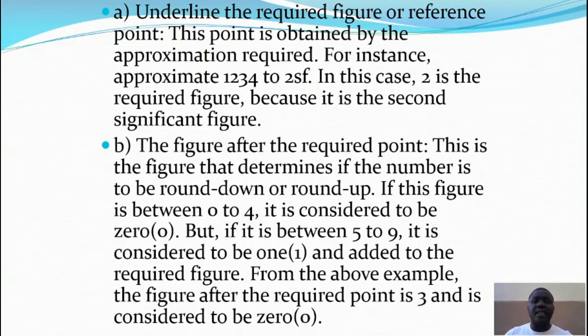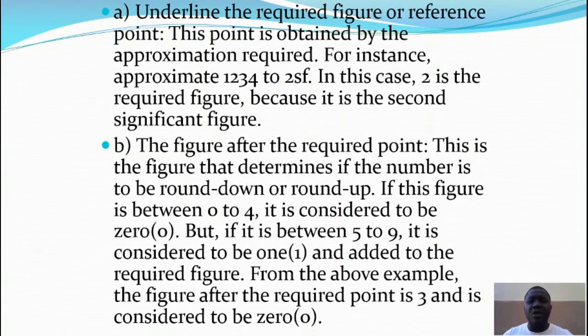So let's look at them. I said underline the required figure or reference point. This point is obtained by the approximation word required. Like if you are asked a particular question, approximate a particular number to two significant figures. Now they say you should approximate it to two significant figures. It is this two significant figure counting that will give you your required figure or reference point. So when you do that counting, you will land at a particular figure. That means that you have obtained the required point.